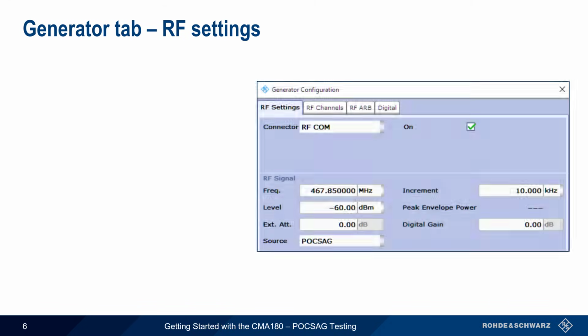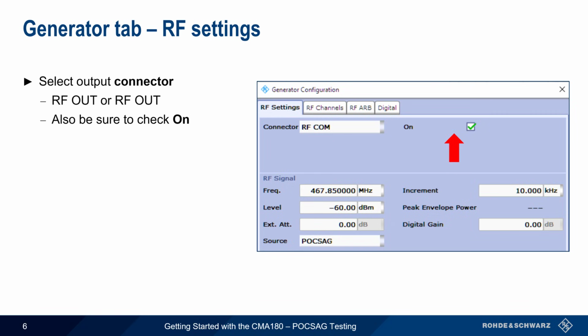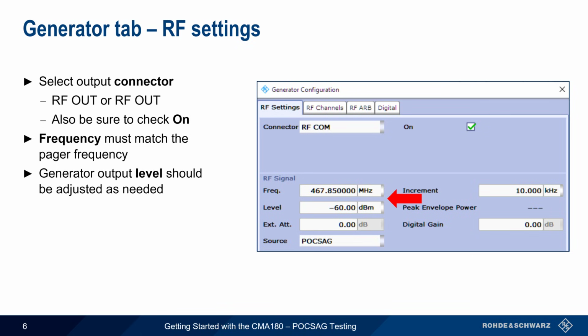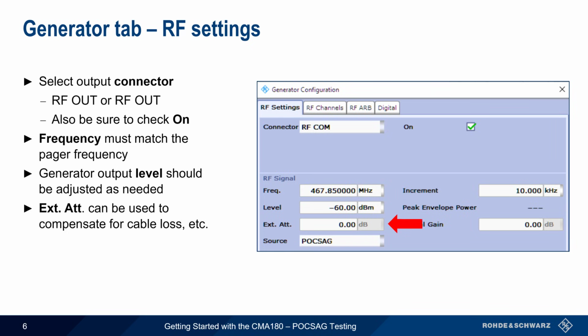Let's start by looking at RF settings. This is where we select the RF output connector, either RF out or RF COM. Also, be sure that the On checkbox is enabled. The next parameter is frequency, which must match the frequency that the pager is configured to use. The generator output level can also be adjusted as needed, and the external attenuation parameter can be adjusted to account for any cable loss, etc. in the test setup. And finally, the source type must be set to POCSAG in order to configure POCSAG modulation.